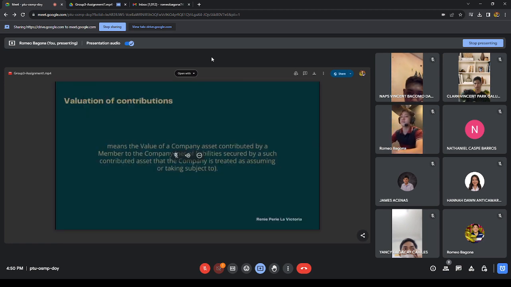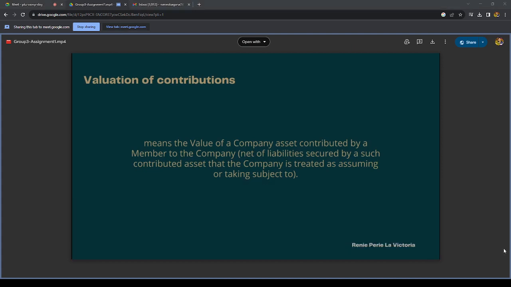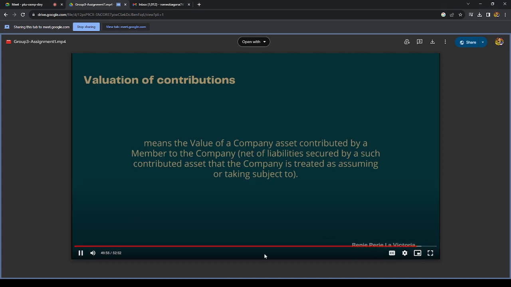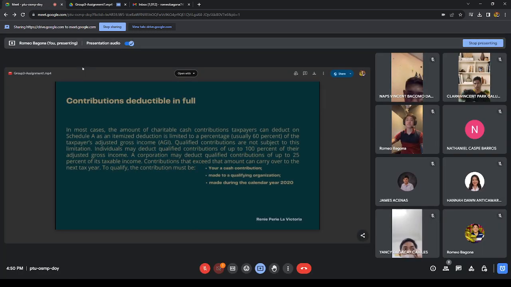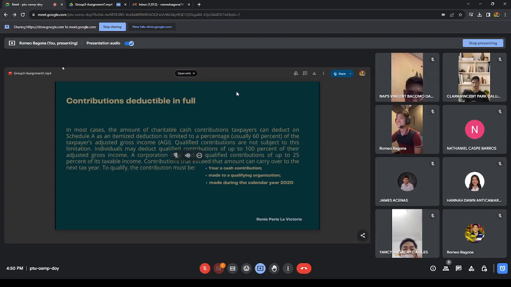Valuation of contributions means the value of a company asset contributed by a member to the company, net of liability secured by such contributed asset that the company is treated as assuming or taking subject to. Contributions deductible in full. In most cases, the amount of charitable cash contributions taxpayers can deduct on Schedule A as an itemized deduction is limited to a percentage. Usually, 60% of the taxpayers' adjusted gross income (AGI).